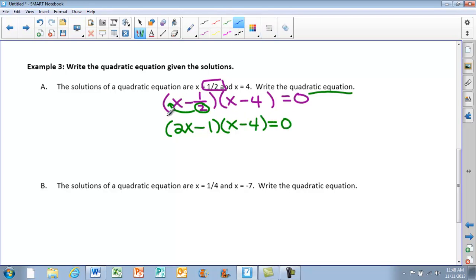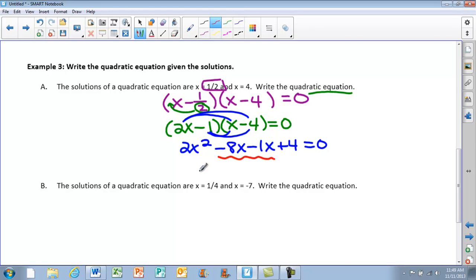Now we can go ahead and FOIL this out. My first term, 2x times x, will give me a 2x squared. My outer, 2x times negative 4, will give me a negative 8x. My inner, negative 1 times x, will give me a negative 1x. And my last, negative 1 times a negative 4, will give me a positive 4 equals 0. Now we just make sure we combine our like terms for our final answer. So we have 2x squared, negative 8x minus 1x gives me a minus 9x, plus 4 equals 0. If you were to go through and factor this, you would end up with your two solutions of 1/2 and positive 4. So let's take a look at one more.